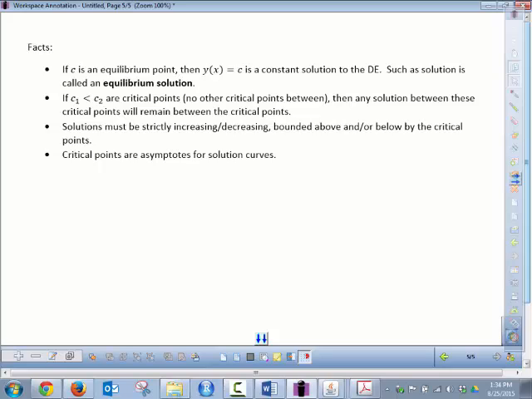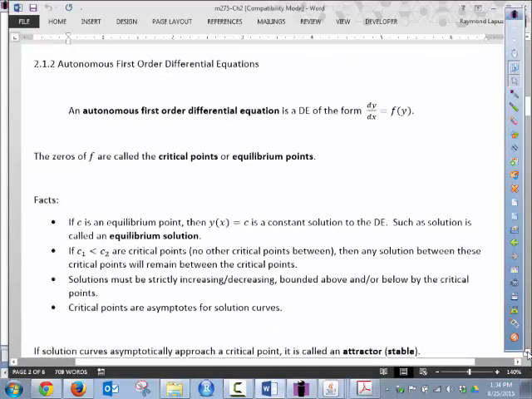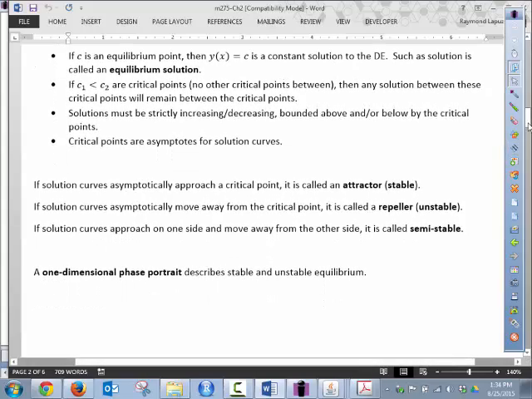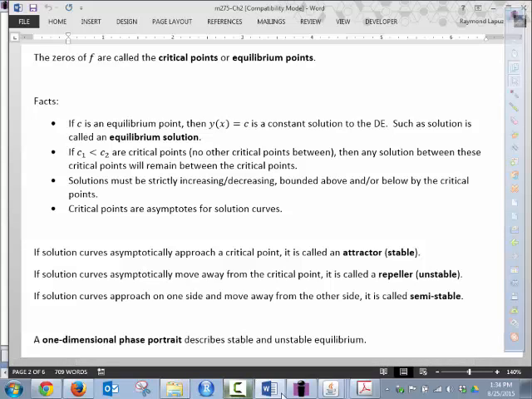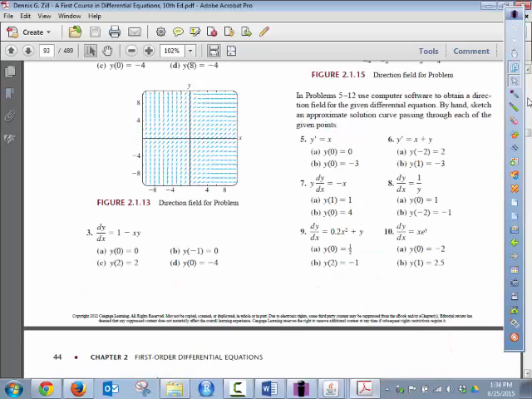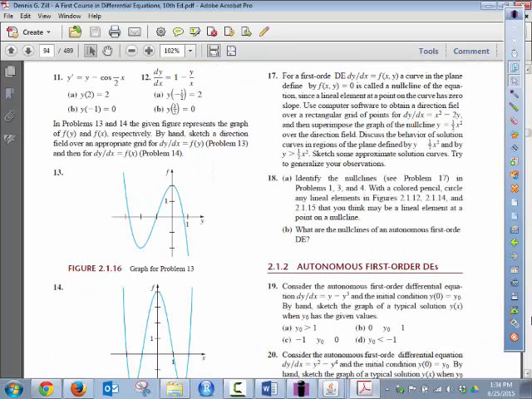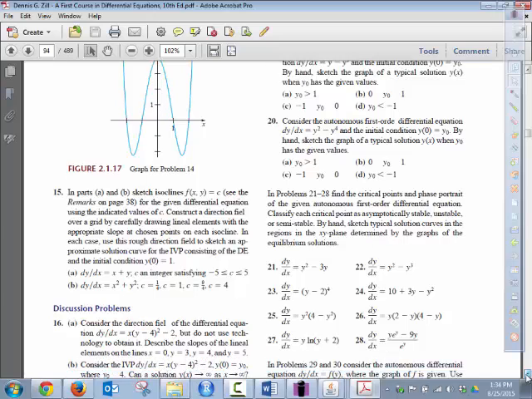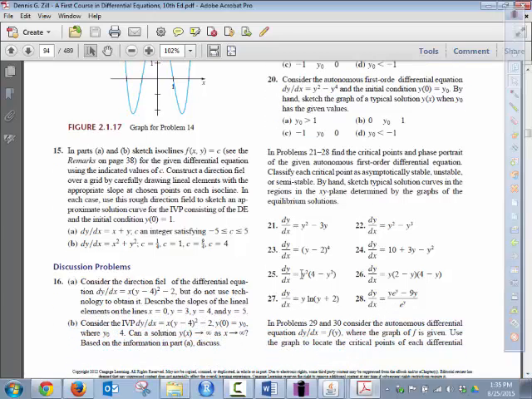Okay, so let's do another example. Let's see if my notes has examples. Doesn't have examples. So let's go to the book. Autonomous first-order differential equations. They don't have examples either. Here's some, 21 through 28. Let's do an easy one. 22.